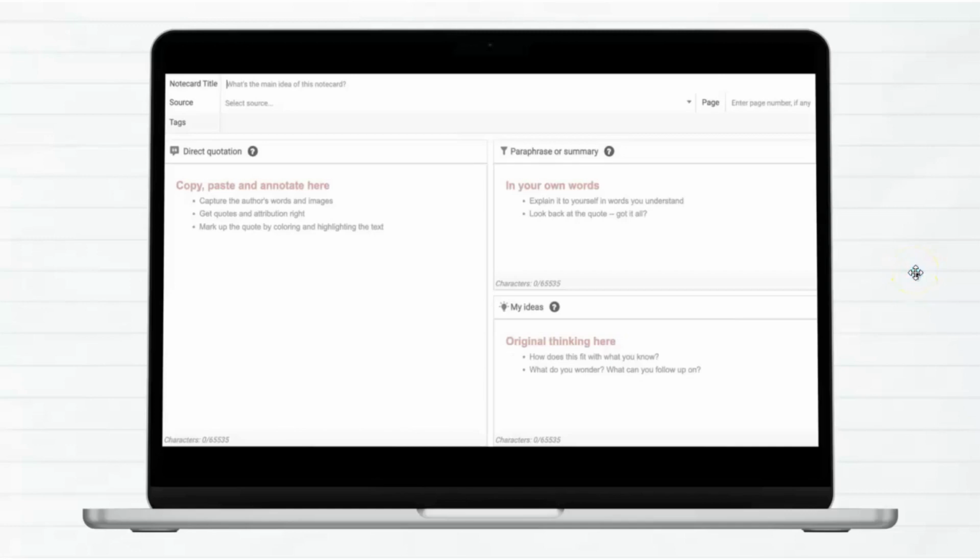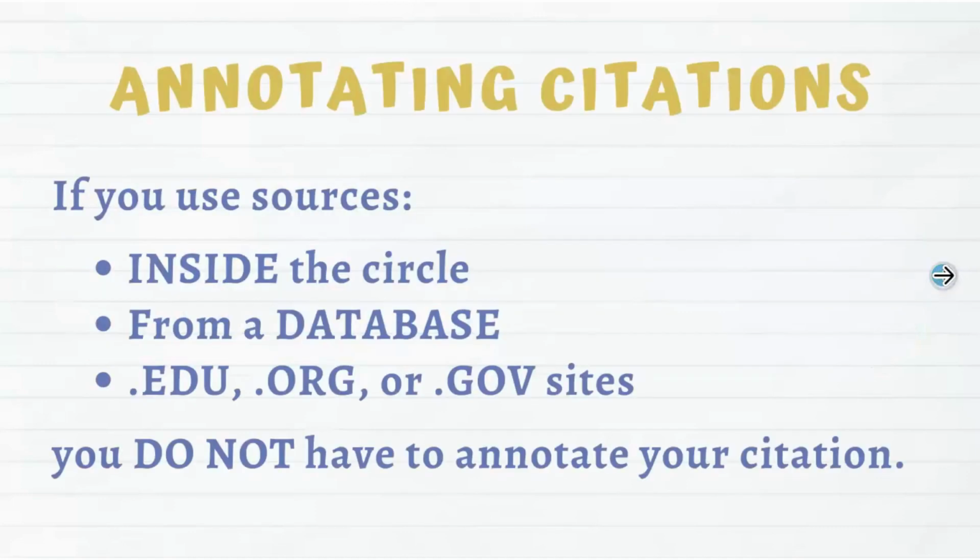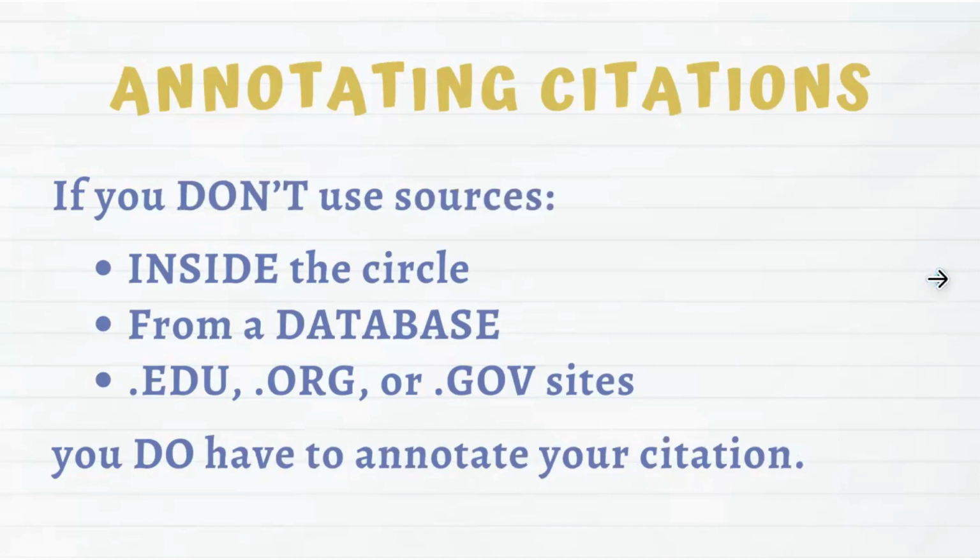We've completed all the parts of our note card, and the last bit that we're going to review today is annotating citations. If you choose to use sources inside the circle, from a database, or from a .edu, .org, or .gov site, you do not have to annotate your citation. However, if you don't use sources from inside the circle, from a database, or a .edu, .org, or .gov site, you do have to annotate your citation.